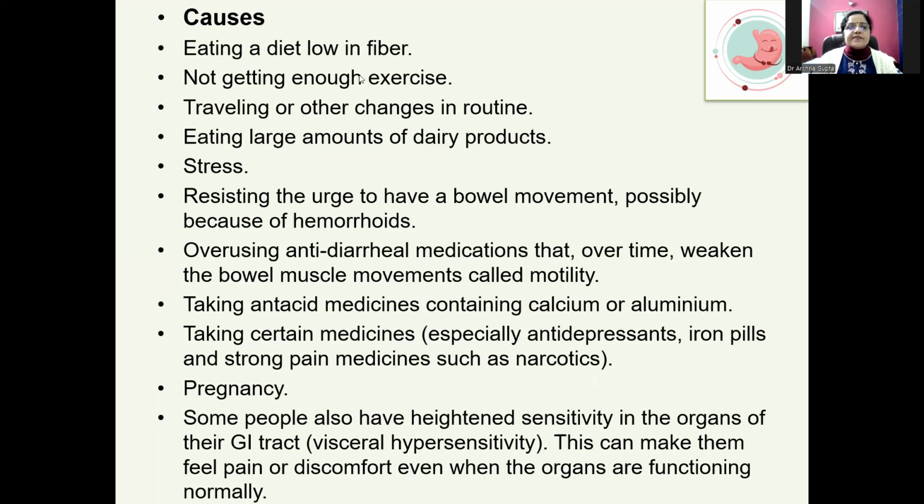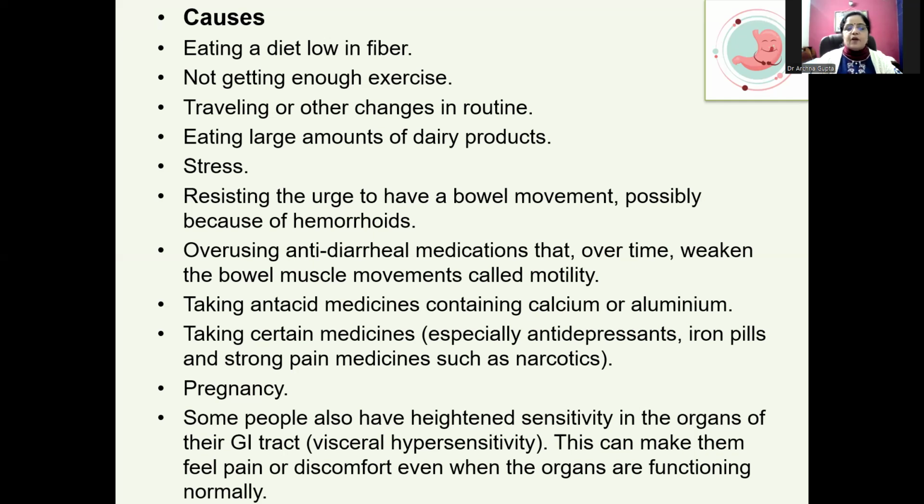So, what are the causes of this? Eating a diet low in fiber, not getting enough exercise, traveling or other changes in routine, eating large amounts of dairy products, stress, resisting the urge to have a bowel movement, possibly because of hemorrhoids, overusing antidiarrheal medications that over time weaken the bowel muscle movements called motility, taking antacids containing calcium or aluminium, taking certain medicines, especially antidepressants, iron pills, and strong pain medicines such as narcotics.